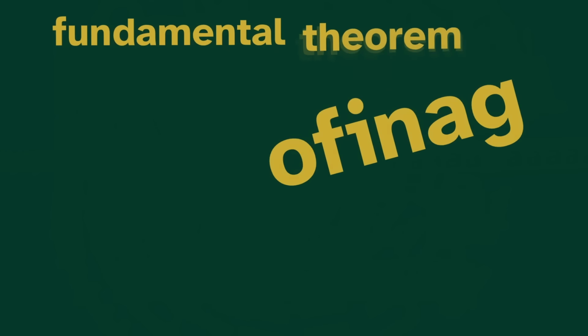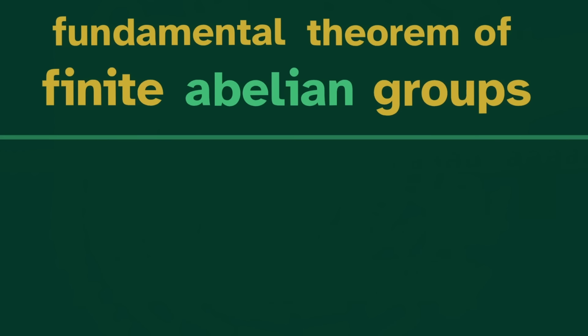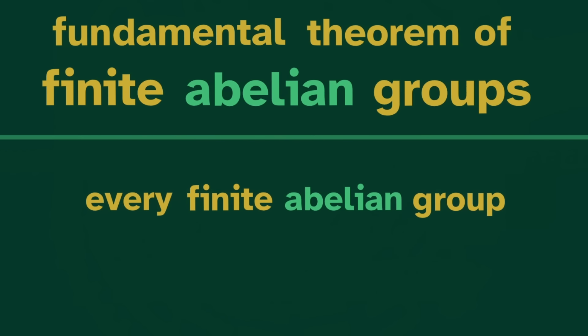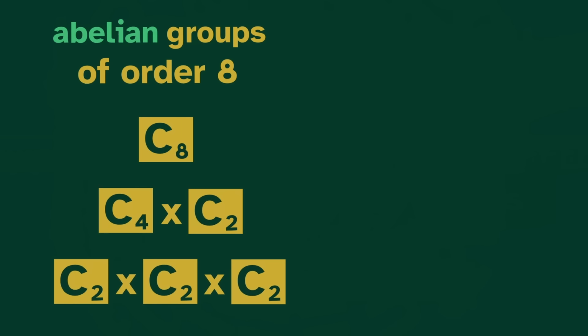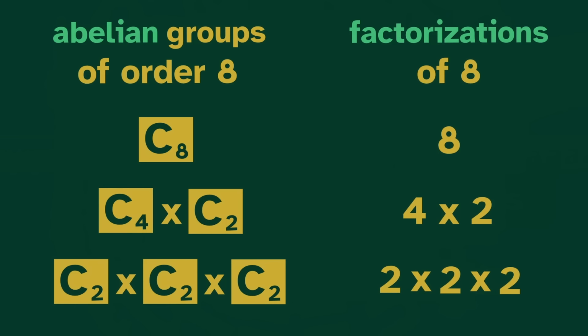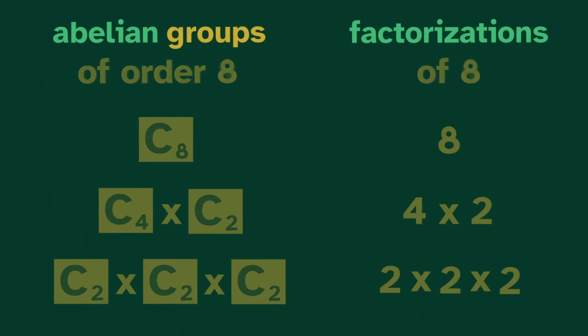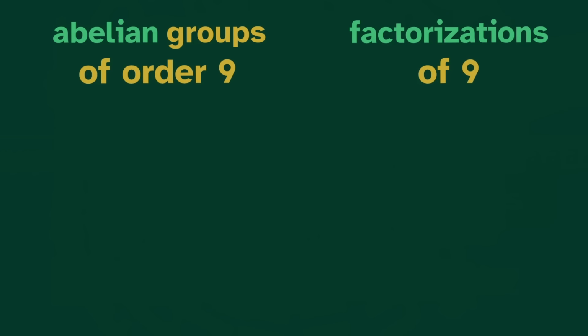This is the fundamental theorem of finite abelian groups. Of course it is. It tells us that every finite abelian group is made of cycles. We saw this in order 8. They were all the product of cyclic groups. And the products were based on the factorizations of 8. So for order 9, we just need to find the factorizations of 9. Okay, there's 3 times 3 and 1 times 9. I think that's it? Yes.